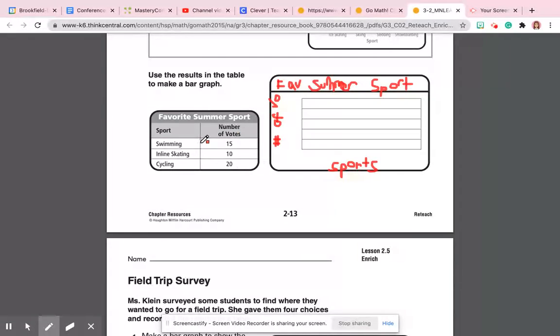So my next step is to label each of these columns. So I need one for swimming. So I'm going to label swim right here. You're going to write out the full word swimming. I'm just going to put skating right here. I'm going to put the word skate because I'm going to run out of room. And then we have cycling. So you're going to write the word cycling. I'm just going to put the word cycle. Whoa. All right. I apologize for my handwriting.